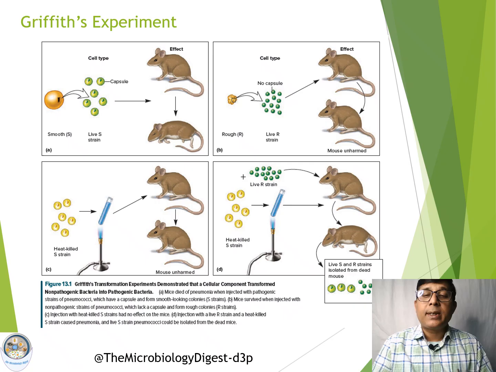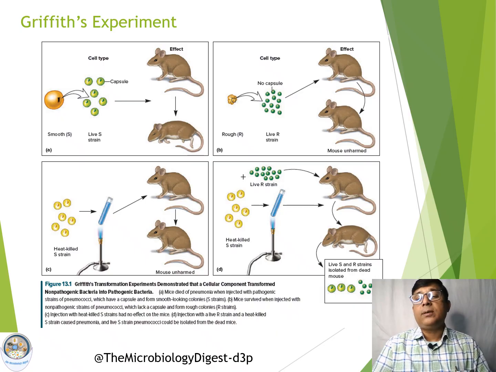But in the fourth, actually, it was a very critical observation. So what he did, he mixed the heat killed smooth variant, meaning virulent variant, with live avirulent strain. He mixed both the cultures and injected to mice. So what happened, to his surprise, in this case there was death of the mice.